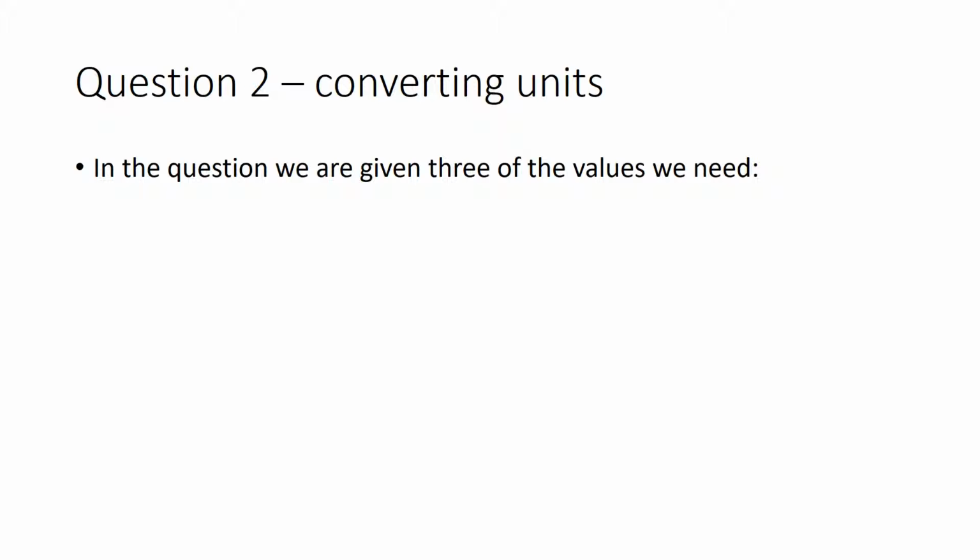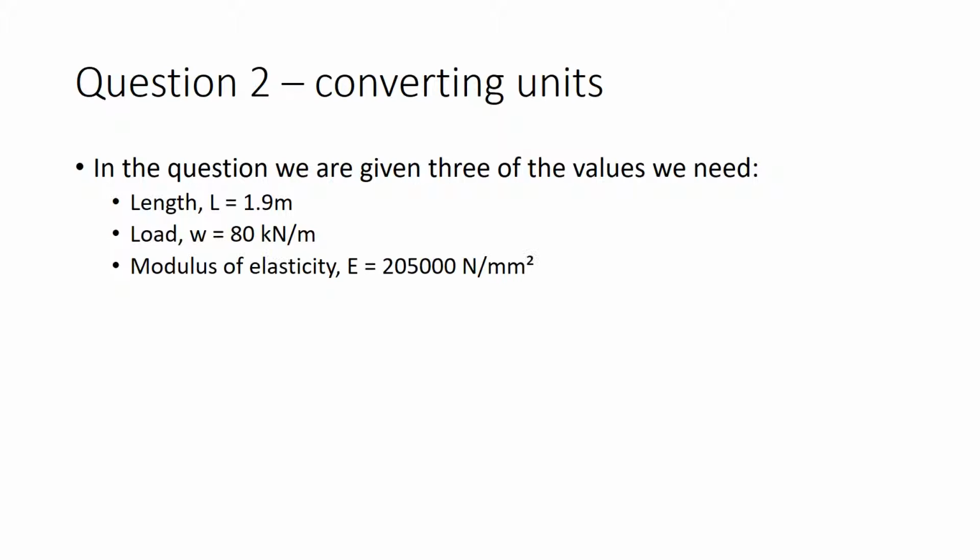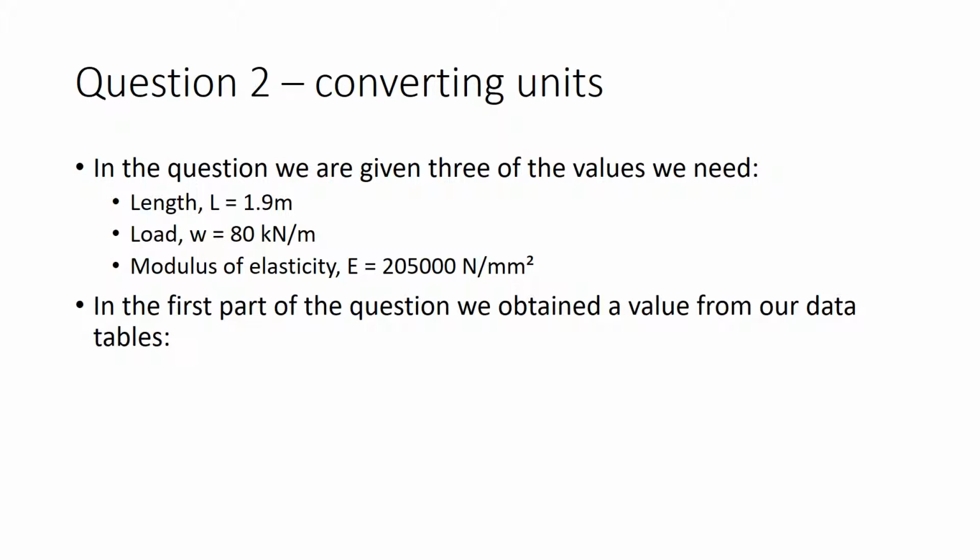Question 2 requires us to perform unit conversions on a number of the variables we've been given. We've been given 3 of the variables in the question: the length, 1.9 metres, represented by L, the load, 80 kilonewtons per metre, represented by W, and the modulus of elasticity, 205,000 newtons per millimetre squared, represented by E. In the first part of the question, we have already obtained a further value from our data tables.